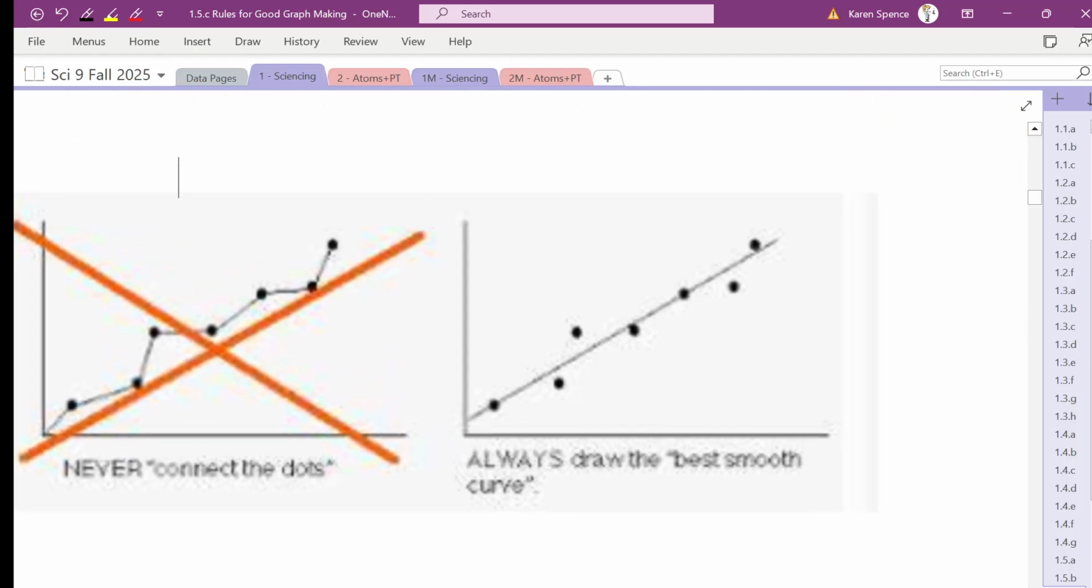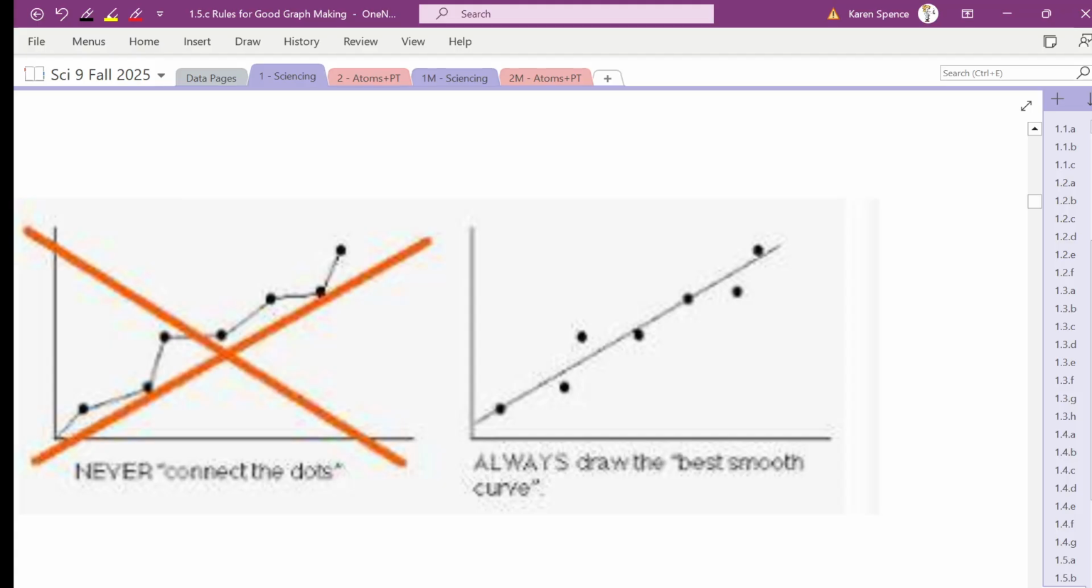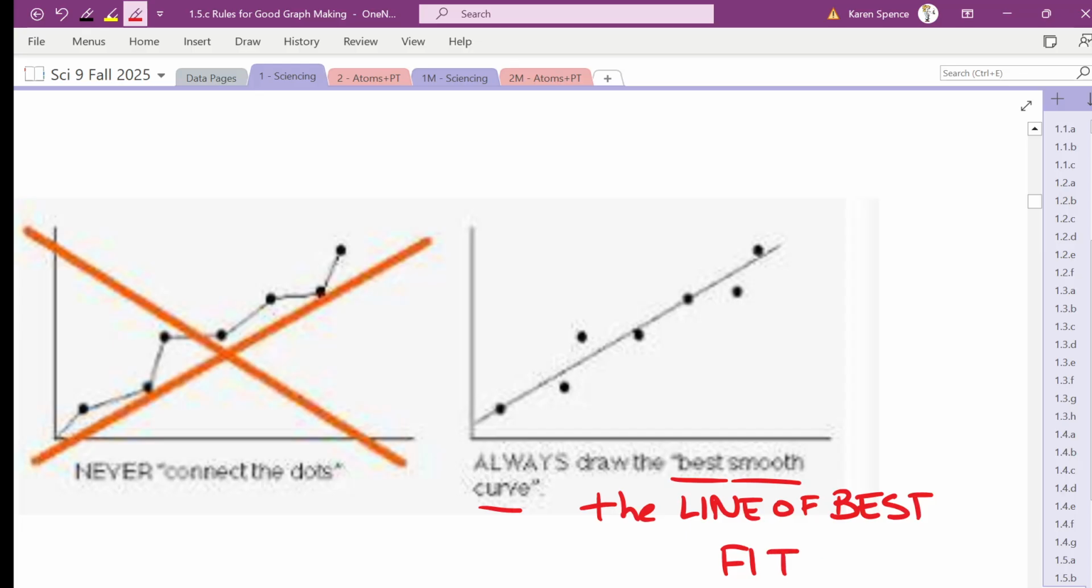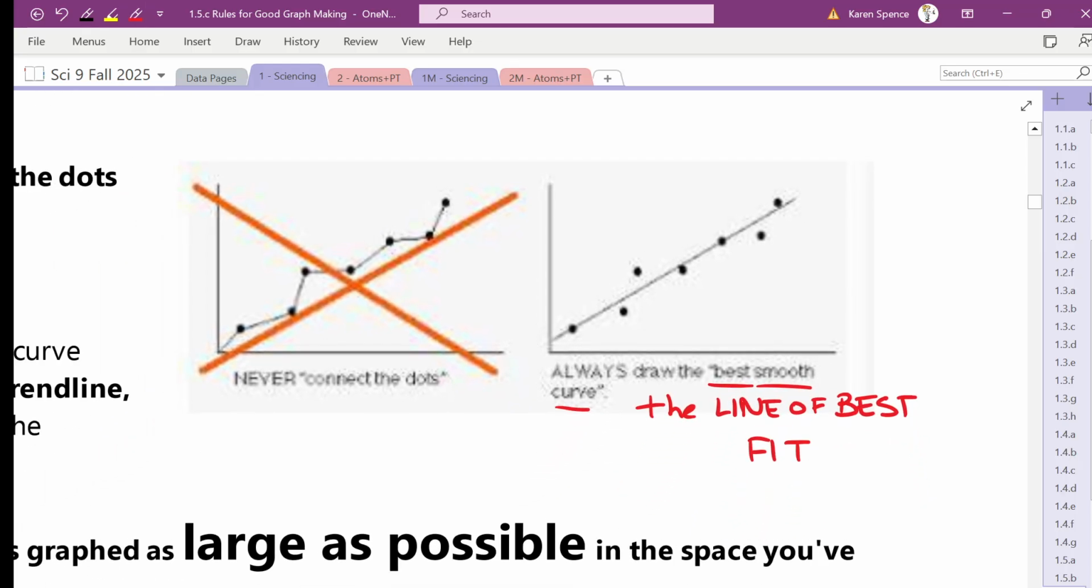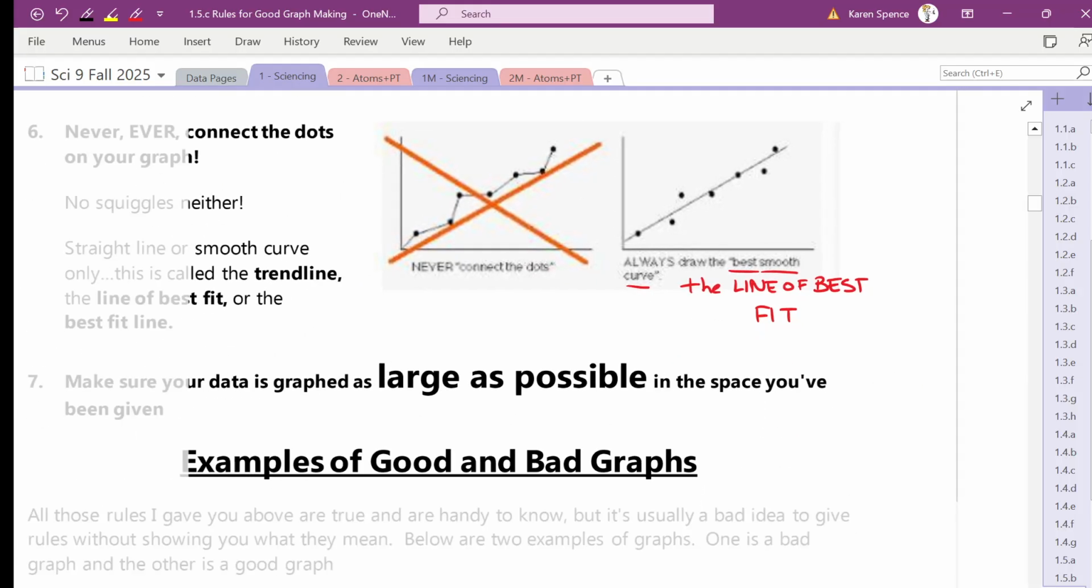But generally in science, we're always going to be drawing the best smooth curve. And the weird thing about the word curve is that scientists use it when they mean either a curve or a straight line. I know, it's strange. So we're basically drawing the line of best fit. No connecting the dots. Your data.